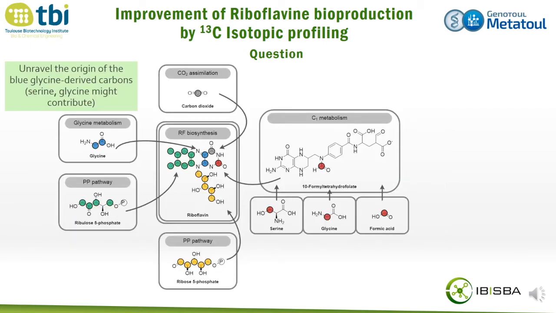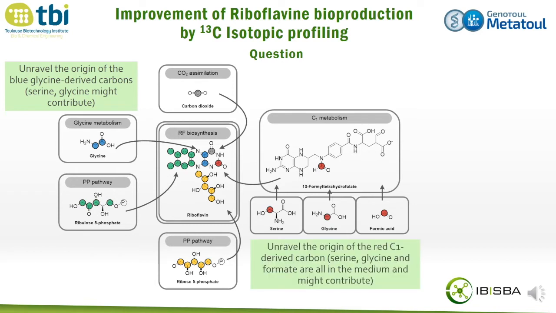So, most of the carbon contributions are well described for the riboflavin biosynthesis, but there is still some uncertainty. Indeed, regarding the origin of the blue glycine-derived carbon, serine and or glycine might contribute to those carbon. And regarding the origin of the red C1-derived carbon, serine, glycine and formate, which are all present in the medium, might contribute to this carbon.